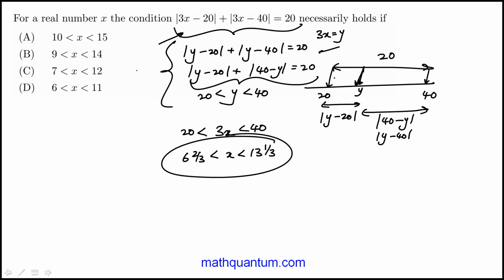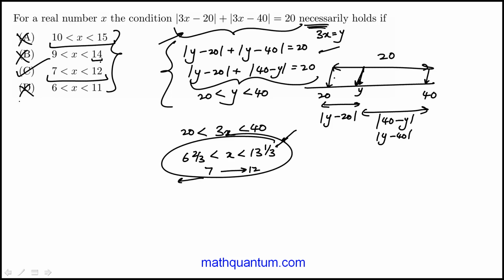So that's the solution. Now, they're asking necessarily whole, so I need to absolutely make sure that one of these inequalities will always make this true. So if you look at these answer choices, 10 and 15, 15 goes outside that, so that one is out. 9 and 14, 14, this limit here will go outside. And then 7 and 12 will fall between here. And so that's the answer. And 6 and 11, it goes to the left here. So that one is also out.